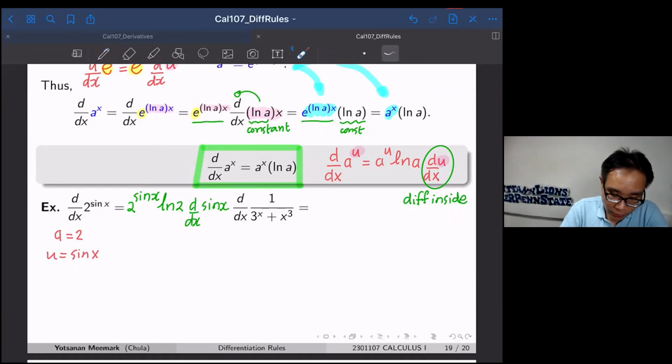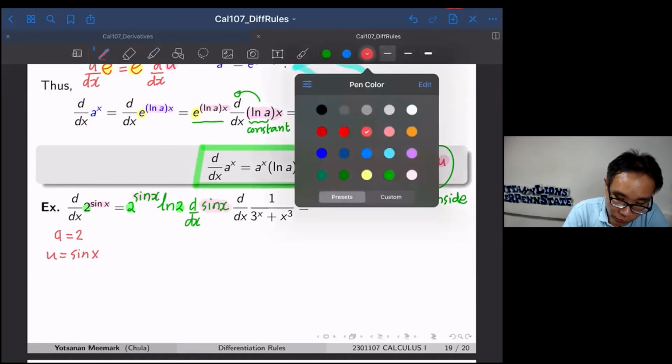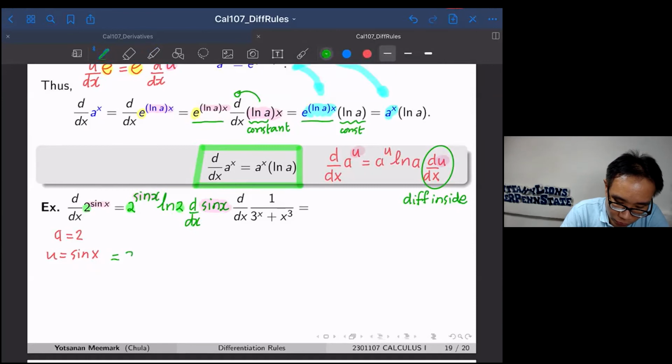So you have u equal to sine x. This is a function on top, and you see that the base is equal to 2 in this case, so it's going to be log 2, and you have to differentiate the function inside. And so you would get 2 to the sine x log 2, and the derivative of sine is cos. So this one you get that.